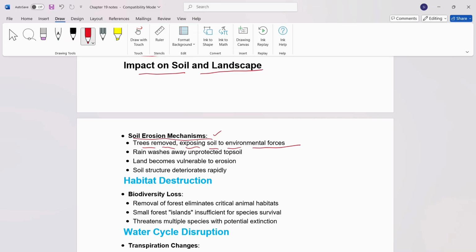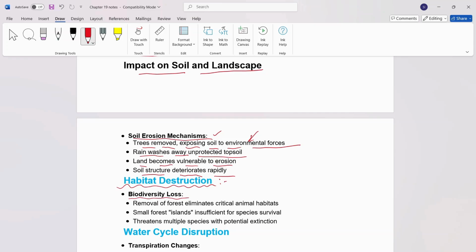What's happening? Trees are removed, exposing the soil to environmental forces. Next, rain washes away unprotected topsoil. Land becomes vulnerable to erosion like this. Soil structure deteriorates rapidly. Now let's talk about habitat destruction.